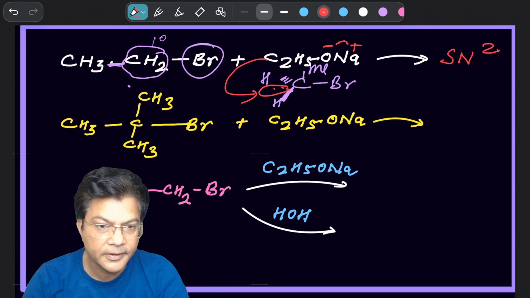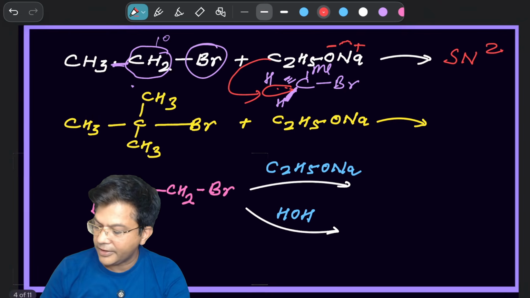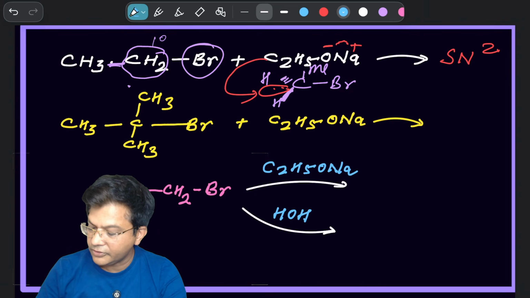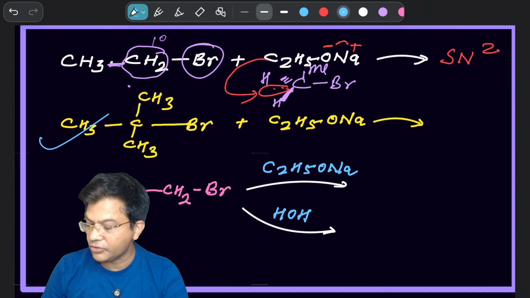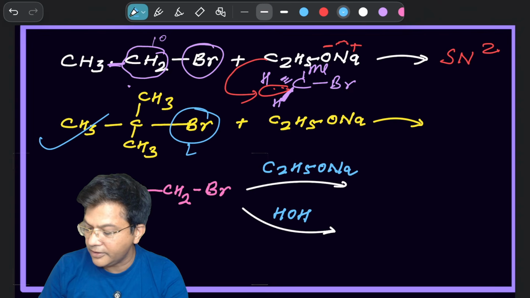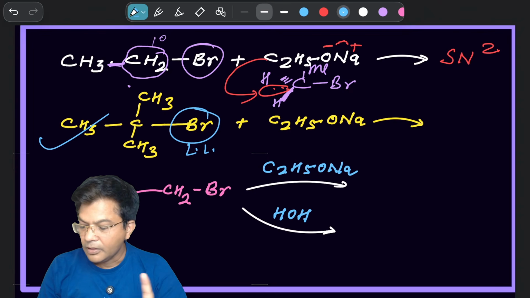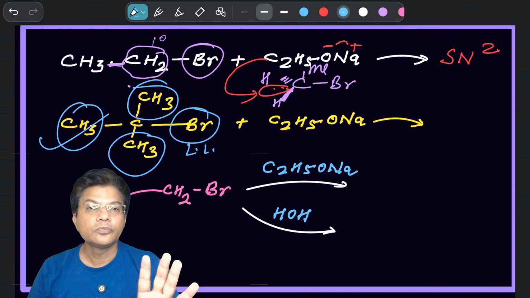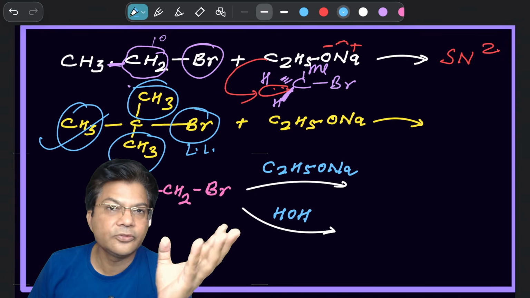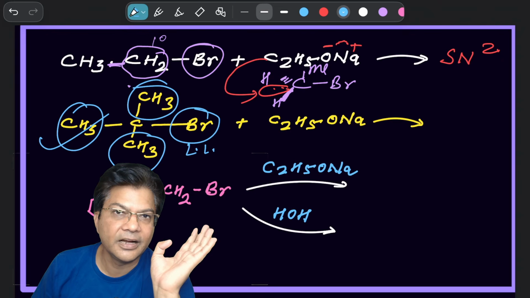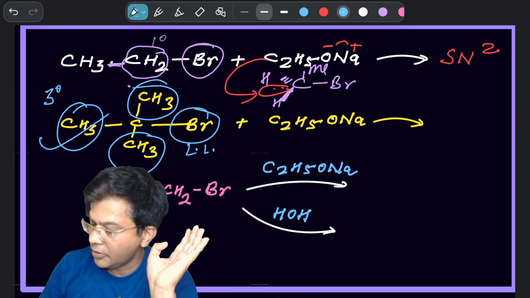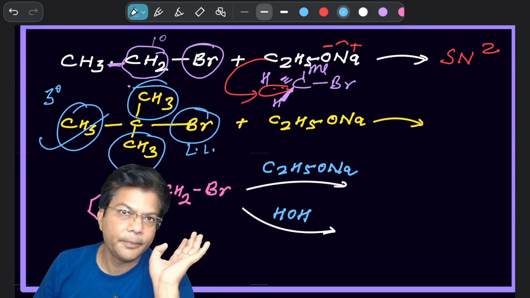I hope it's clear. Now if you focus on the second reaction, my dear students, the carbon to which the halogen is attached, which is the leaving group. Now see, this is methyl, this is methyl, this is methyl. No place to attack from the back side. It is sterically hindered, and it is your 3 degree alkyl halide. So it cannot attack from the back side. Backside attack is not possible at all.